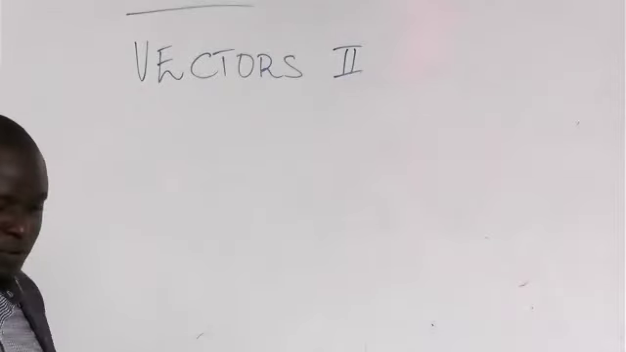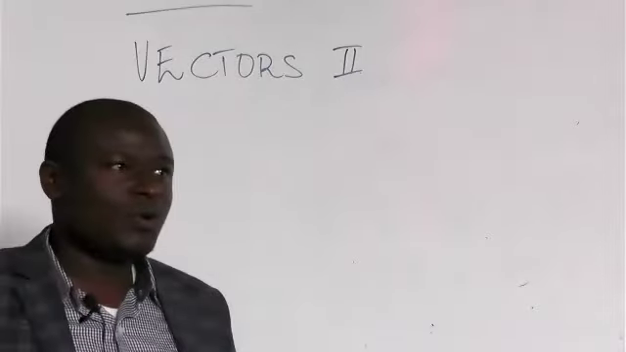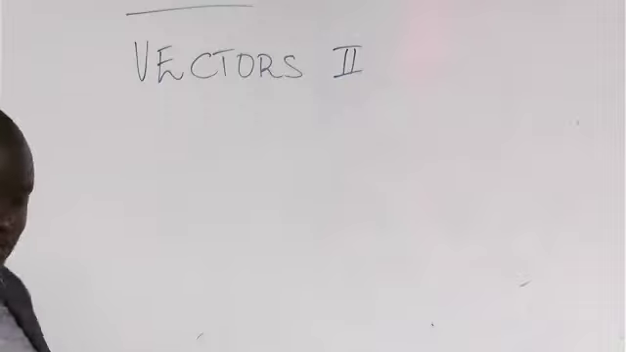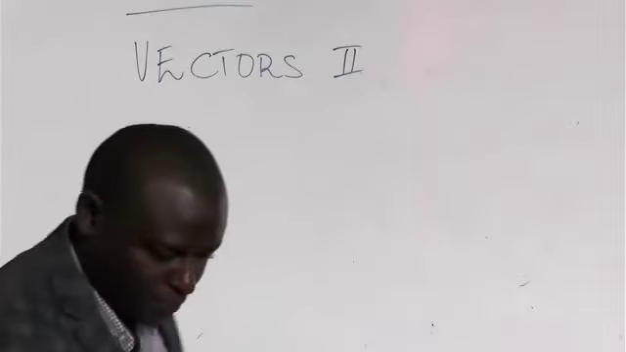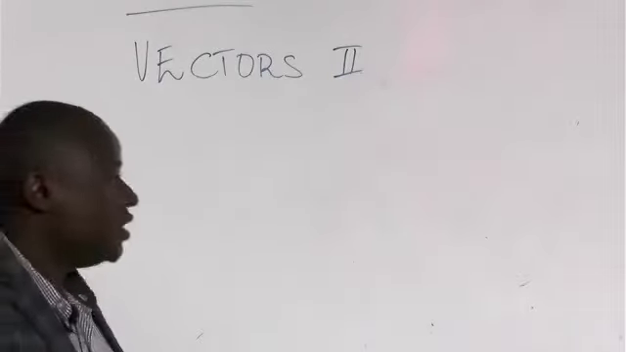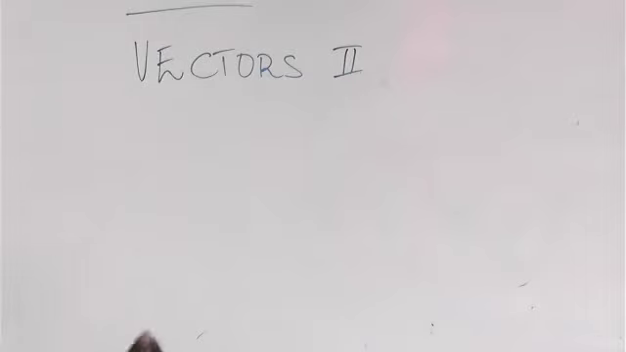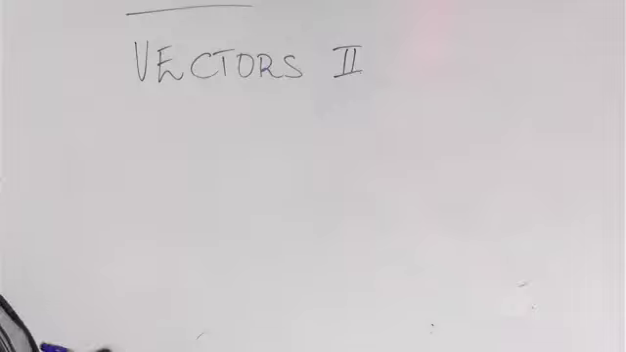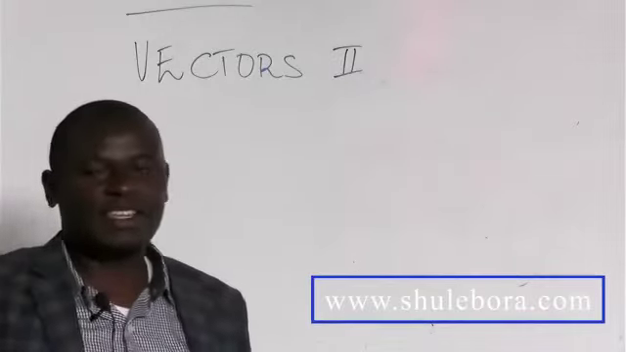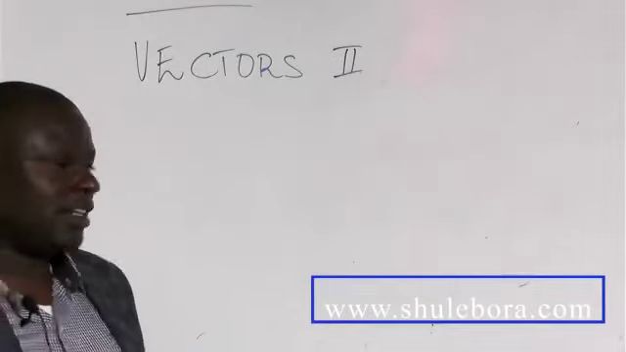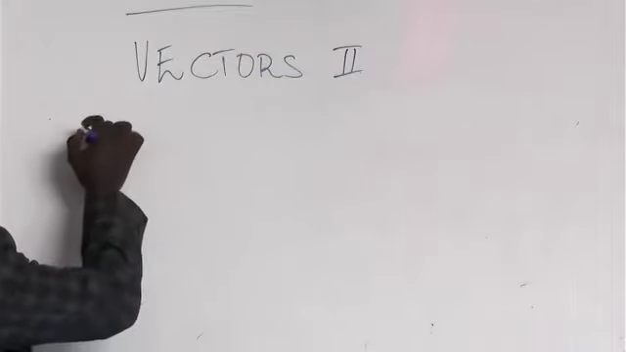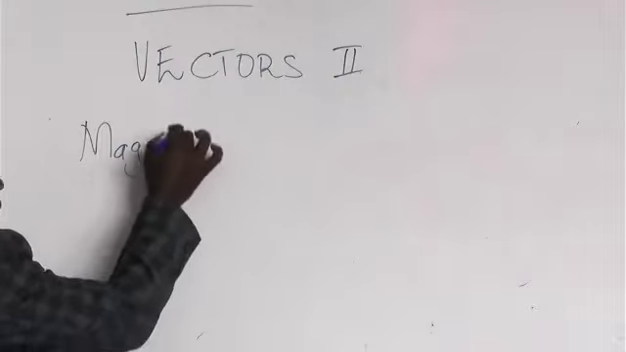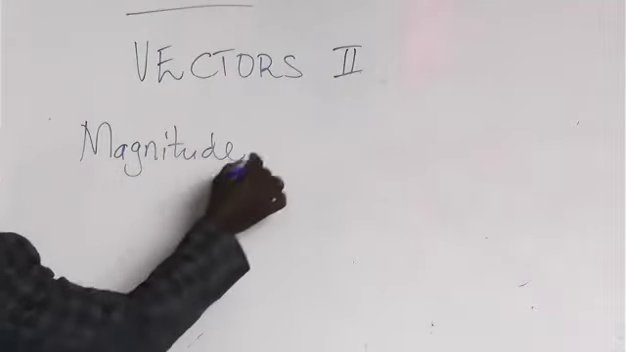We need first of all to recap and know what this vector is that we are talking about, so that it does not remain an elephant in the room. Students, you need to understand that a vector, by definition, is a quantity that has both magnitude and direction. So for it to be a vector, it must have magnitude and direction.